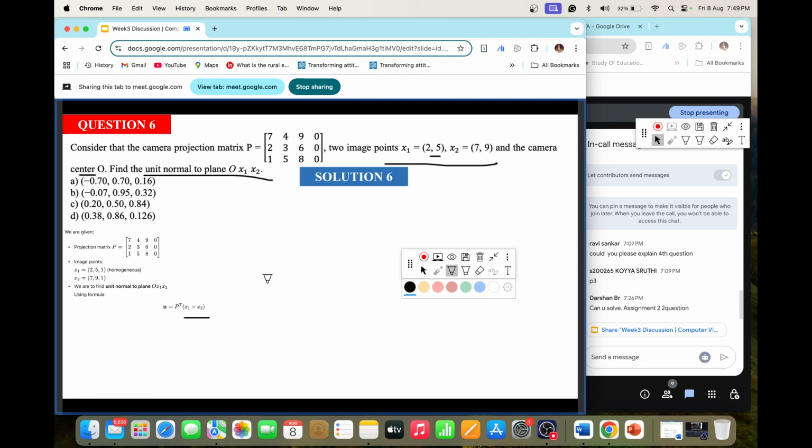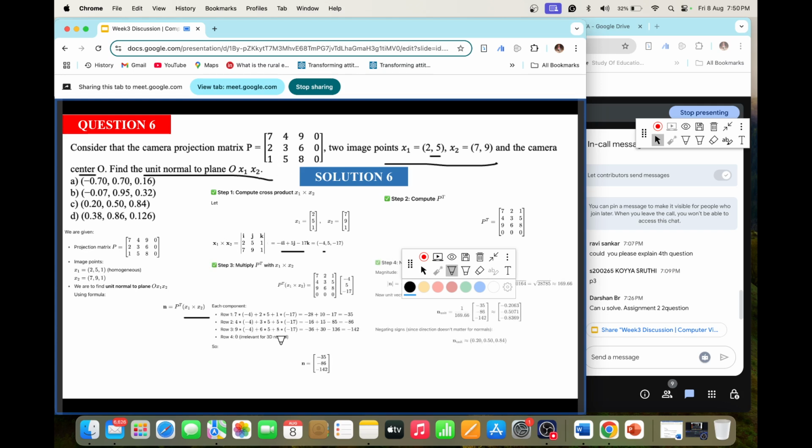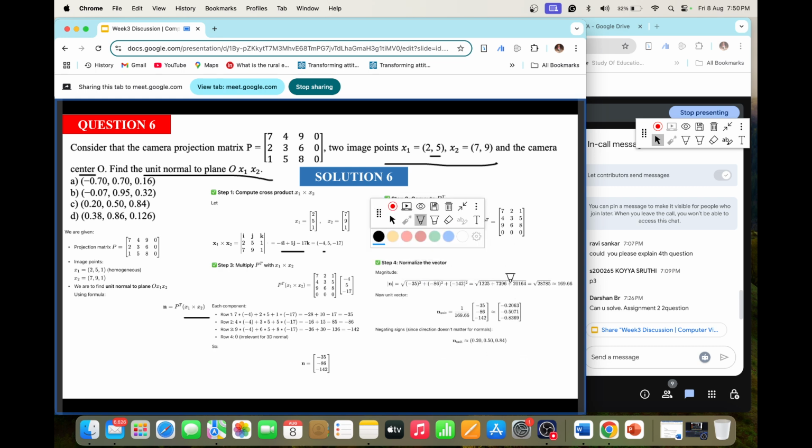You do the ijk 2 5 1 7 9 1. You will be getting the equation of a line. Once you got the equation of the line, minus 4 5 minus 17, what you do is just plug in the value. This is nothing but a 3 cross 1 vector, and this is actually 3 cross 4. So just do the transpose, so it will be 4 cross 3 into 3 cross 1. So you will get the 4 cross 1, the equation of the plane.